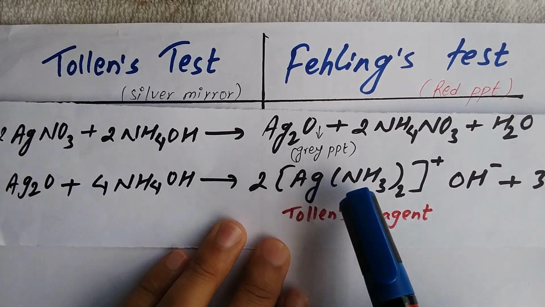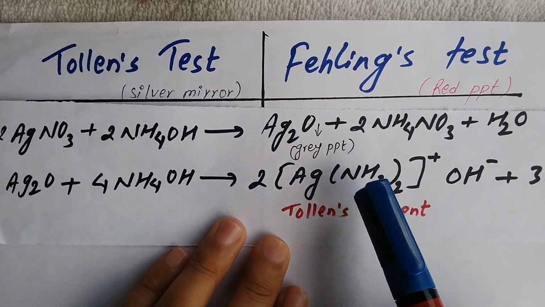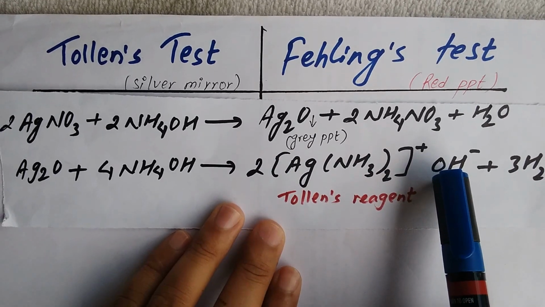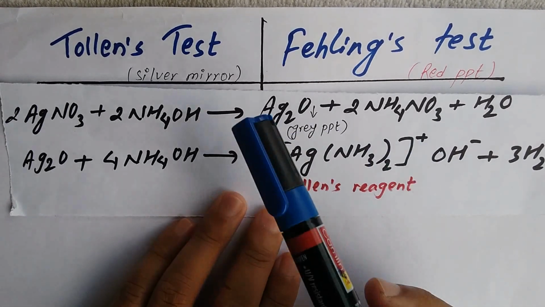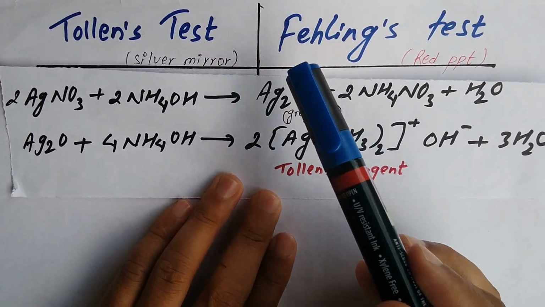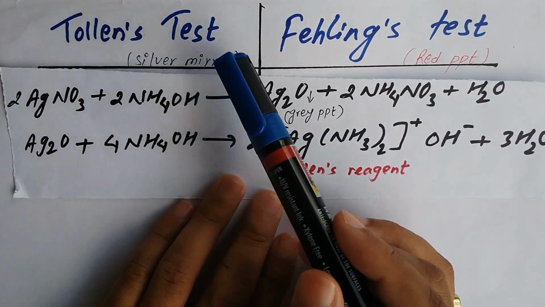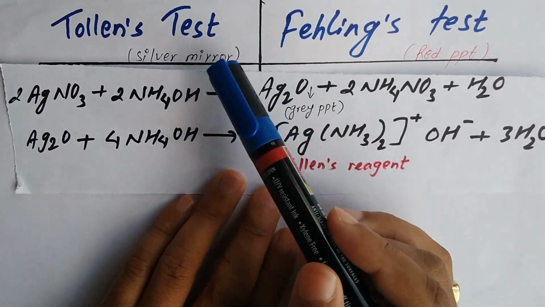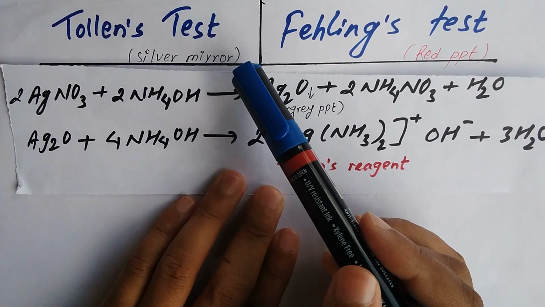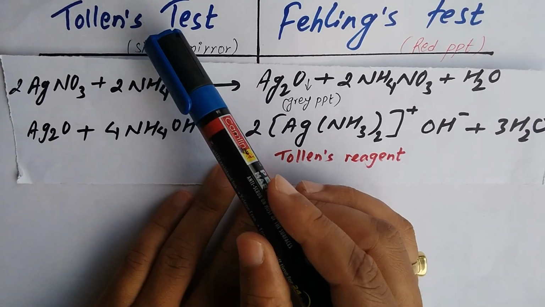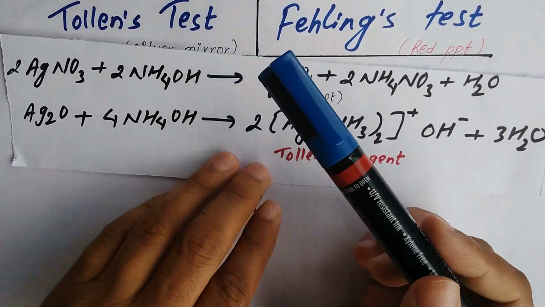Here this Tollen's reagent is diamine silver hydroxide, and Tollen's reagent and Fehling's reagent are oxidizing agents, so they oxidize aldehyde, and both do not react with ketone, so there is no reaction for ketone, and Tollen's reagent itself is reduced.